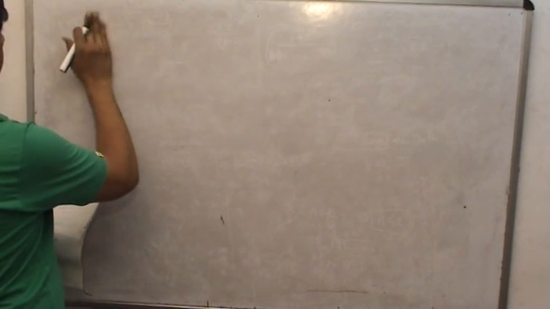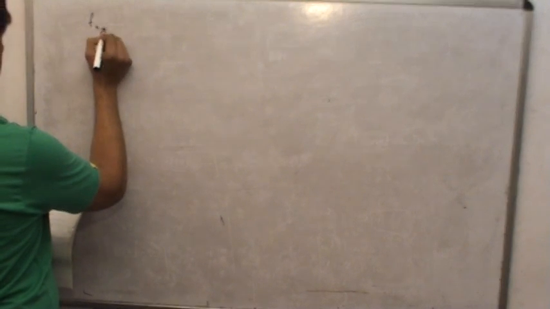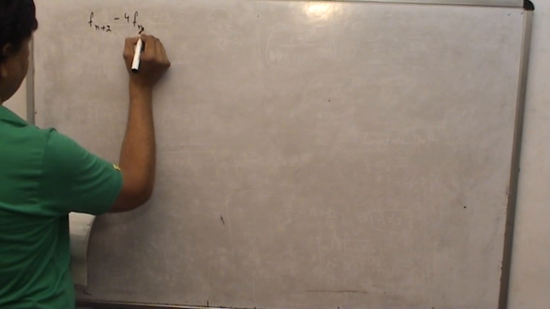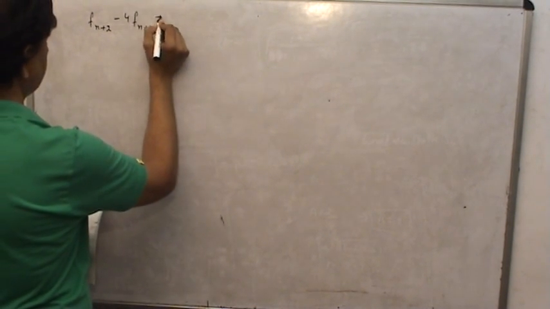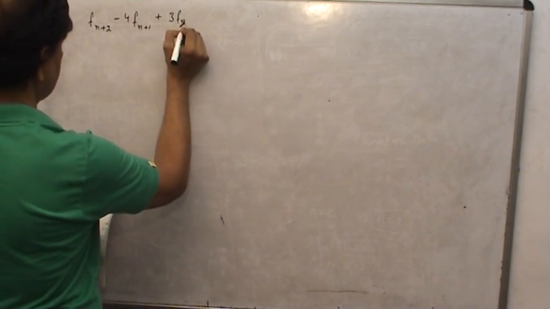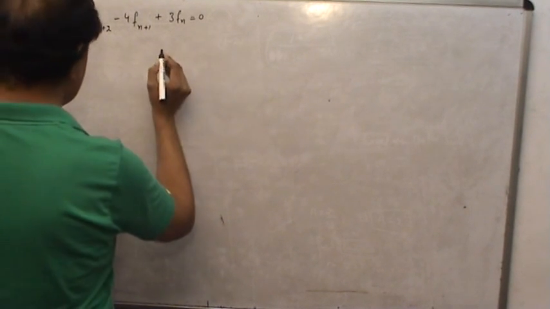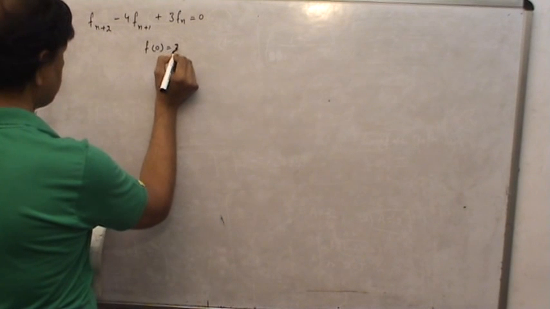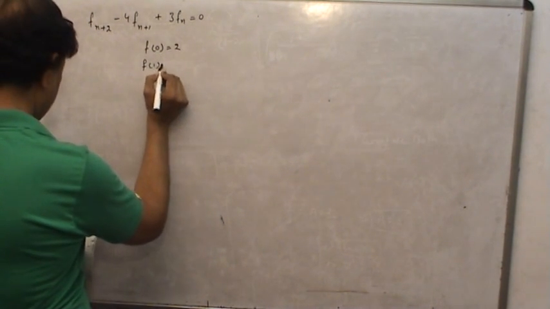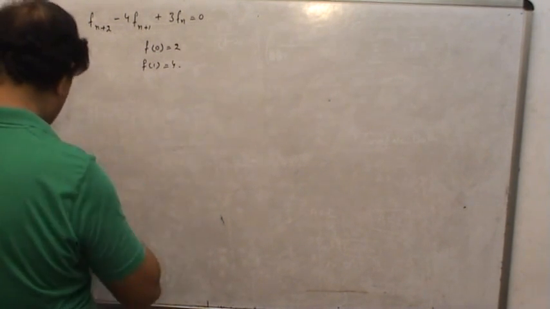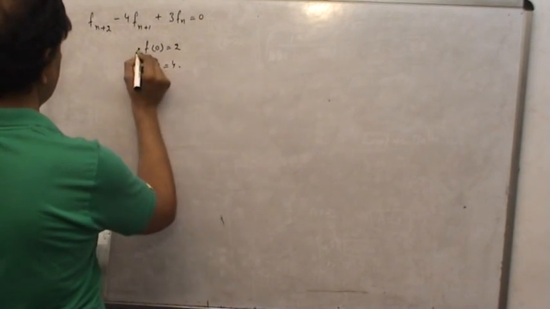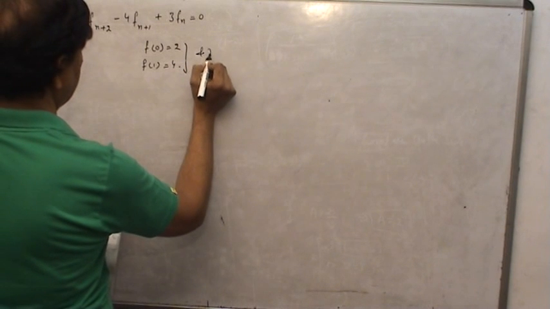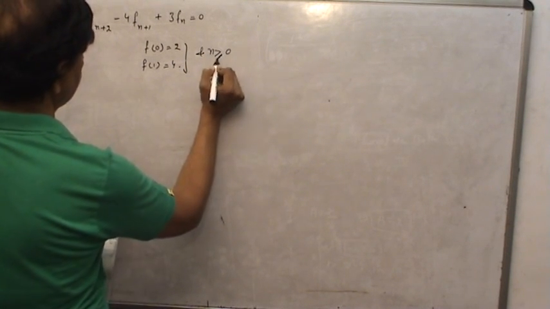Say f(n+2) minus 4 times f(n+1) plus 3 times f(n) is equal to 0, with the condition f0 is equal to 2, f1 is equal to 4, and n is greater than or equal to 0.